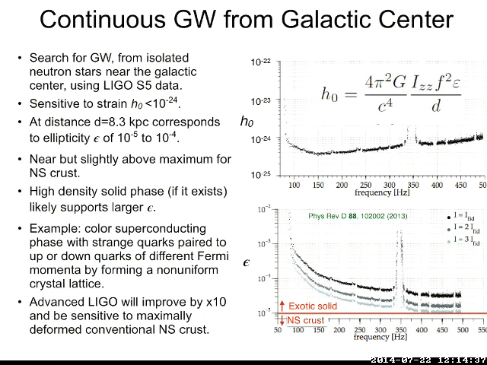So this search is not yet quite sensitive enough to see neutron star crust mountains, even with our strong crust, at the distance to the galactic center. So this is 8 kiloparsecs. But if there was some exotic high-density solid, some quark crystal, that could allow you to have a bigger deformation, and you could have probed such an object. And then, of course, with advanced LIGO, you'll extend the search to lower ellipticities.